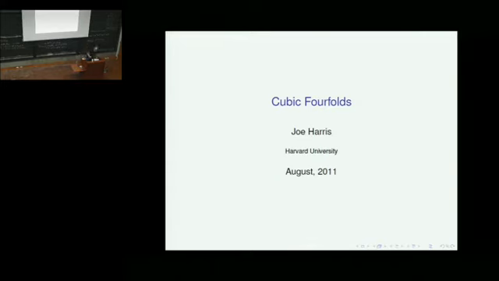Good. So I want to start with a disclaimer. This is a talk with no new results. I just think it's a story that should be better known. I want to exhort you to think about the problem of cubic fourfolds and their rationality in particular. And mainly the point of this lecture is to give you a summary of what we know and what we don't know, and to convince you that it's an interesting problem. And so it will not have any new results.